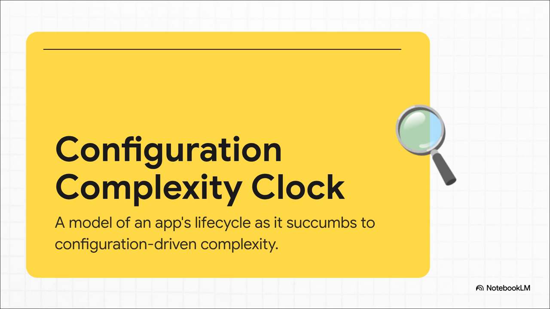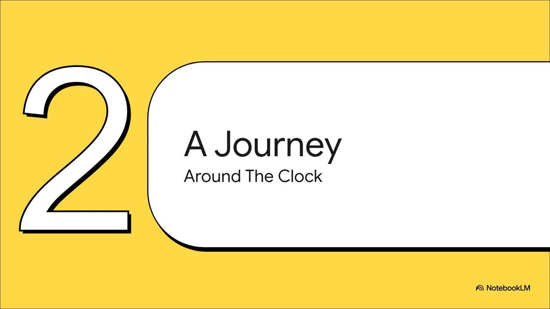So to really get our heads around this, software architect Mike Hadlow came up with this brilliant metaphor, the configuration complexity clock. It's this perfect model that shows us, step by step, how all those good intentions can pave a road straight into an operational disaster. So let's do it. Let's take a journey around this clock. We're going to follow an application from its nice, simple beginnings all the way to a point of, frankly, unbearable complexity. And we'll see exactly where things start to go off the rails.